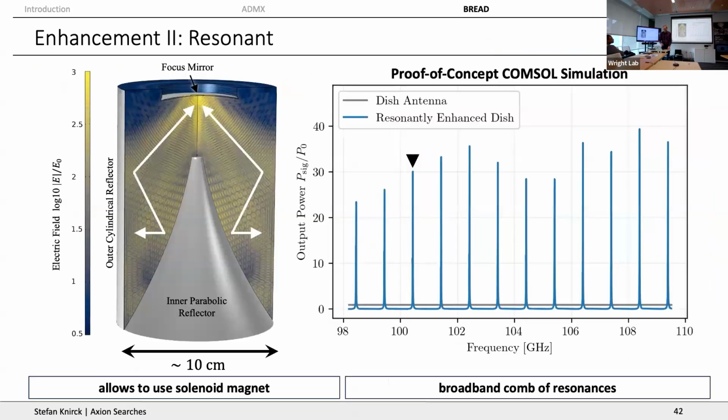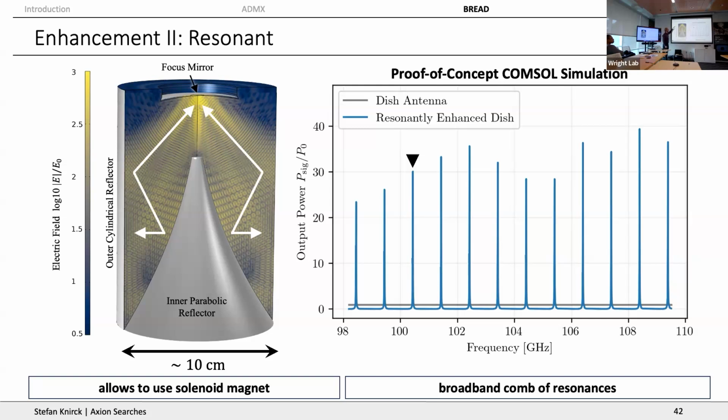The other idea which we have is, okay, we are still far away from being background-free. So you can actually win by adding resonance back to the BREAD setup. Now, you don't want to build millions of resonators, but the other idea is just to use a higher order resonance in the BREAD reflector.